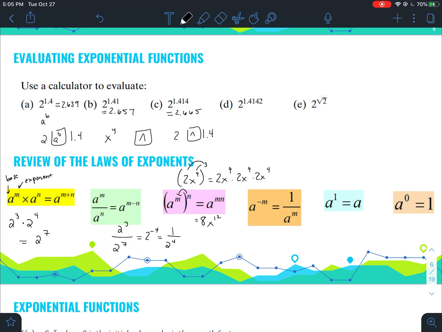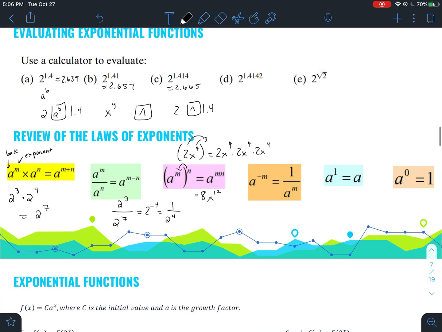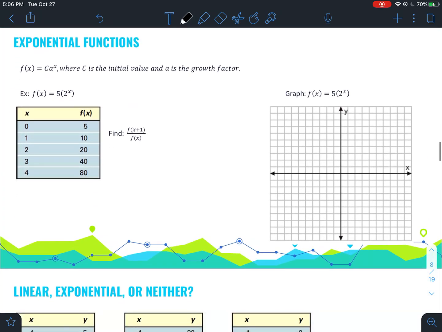The next one we talked about: if you have an expression and the exponent is negative, you could rewrite it with the exponential expression in the denominator. So a to the negative m is the same as 1 over a to the m. Anything to the first power is itself, and anything to the 0th power is 1, other than 0. So those are your laws of exponents.